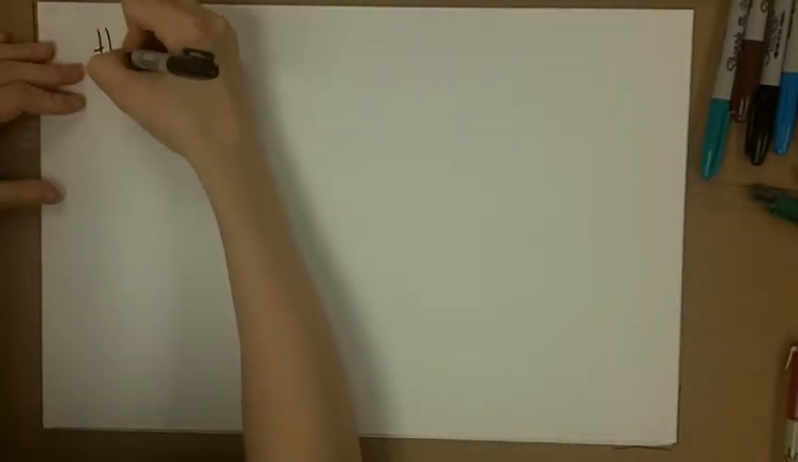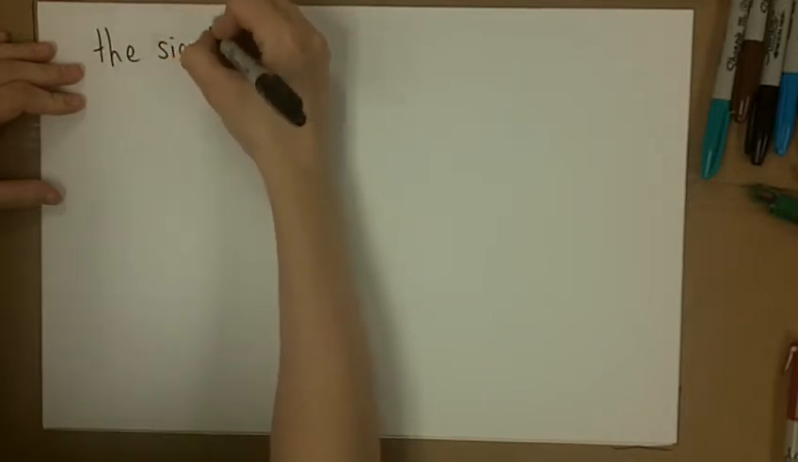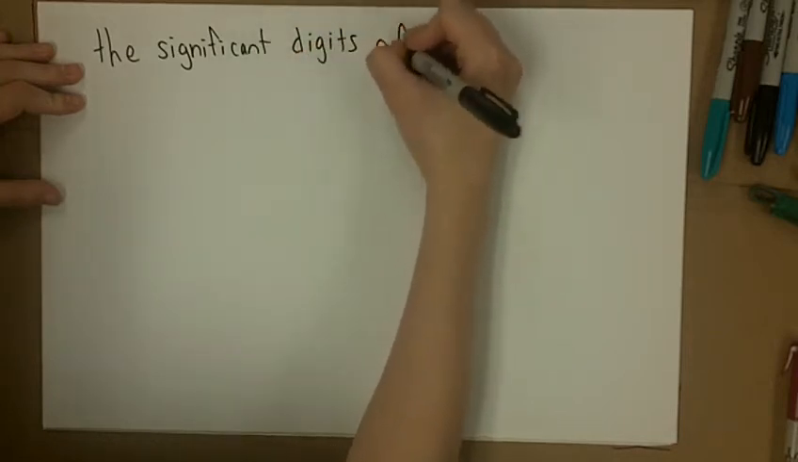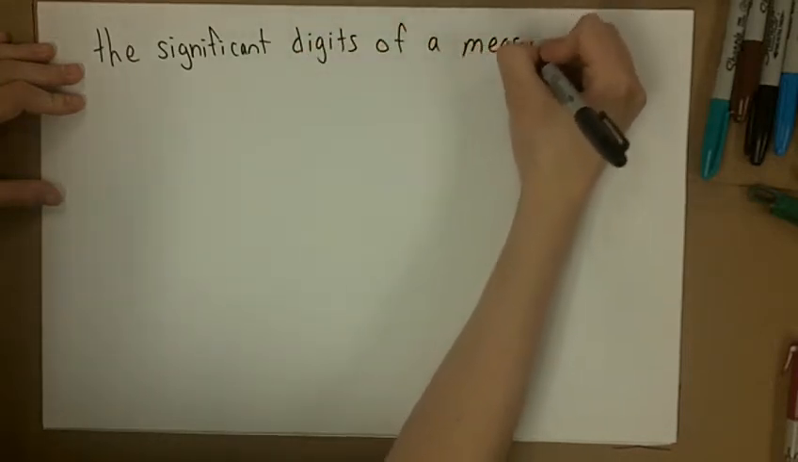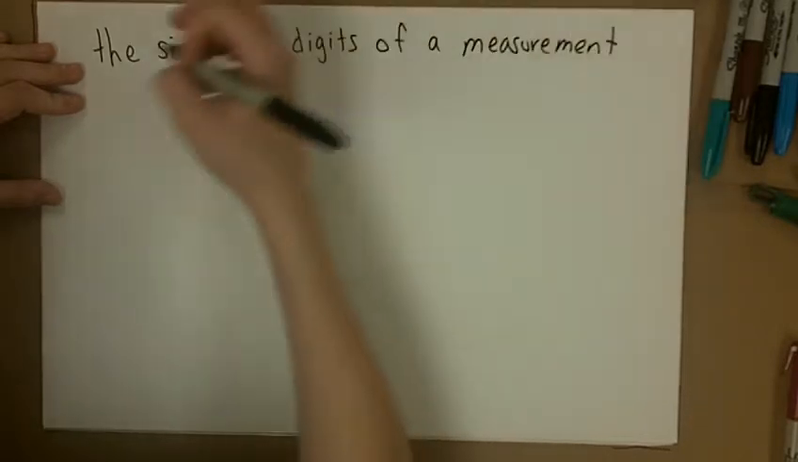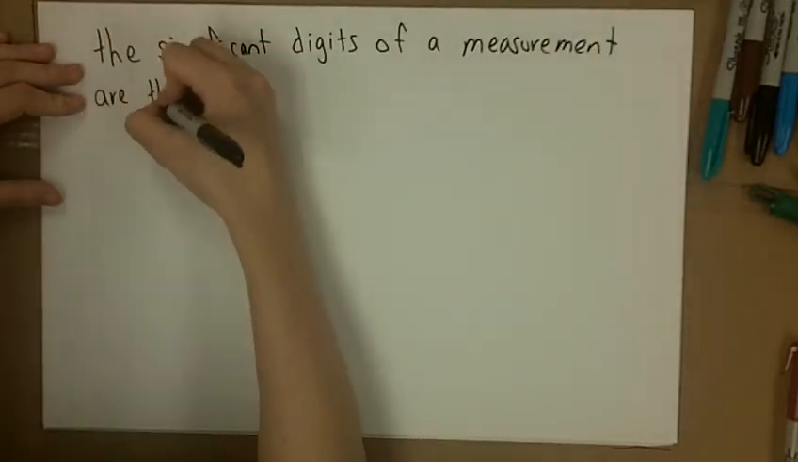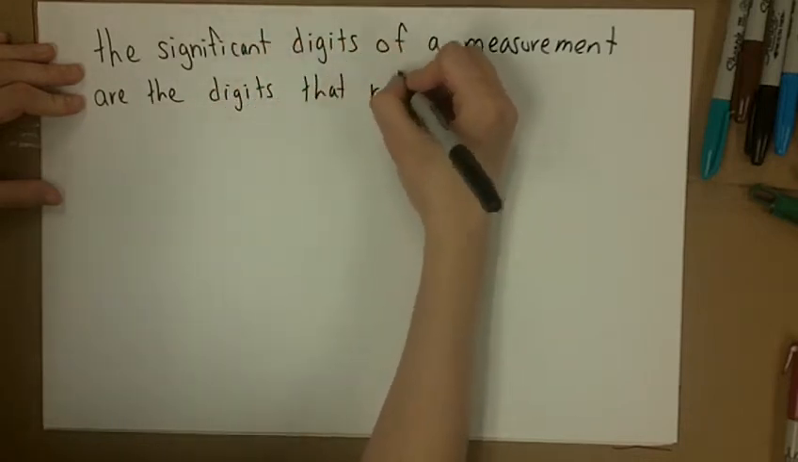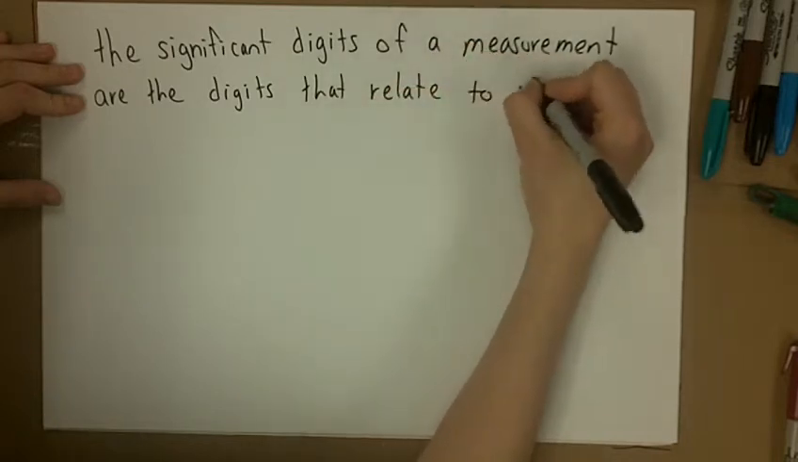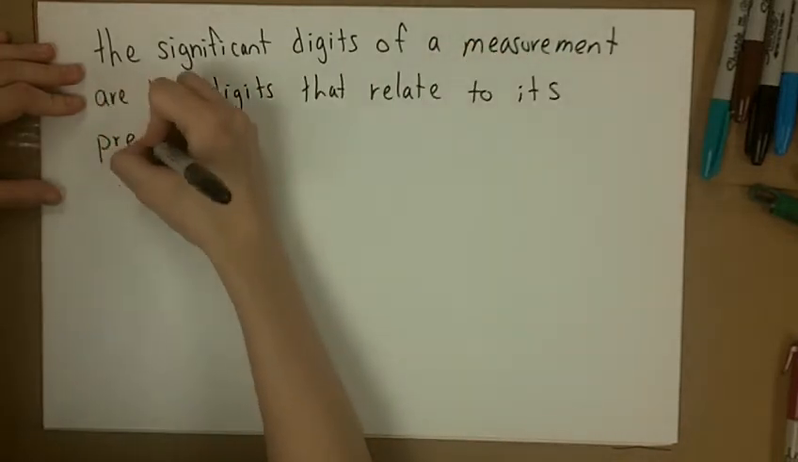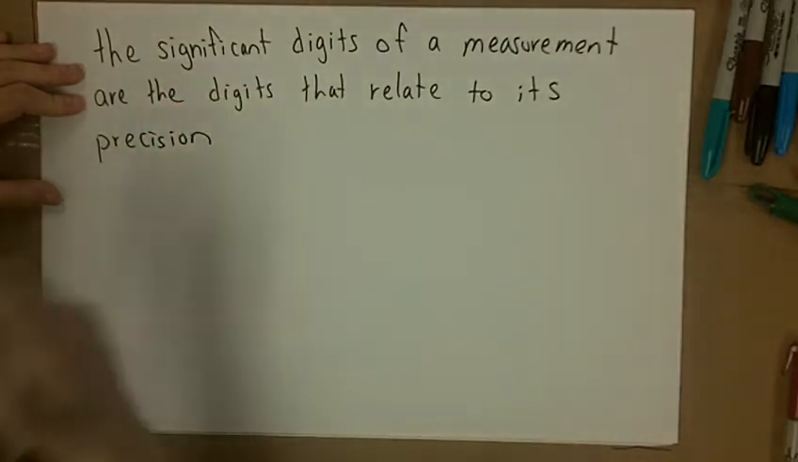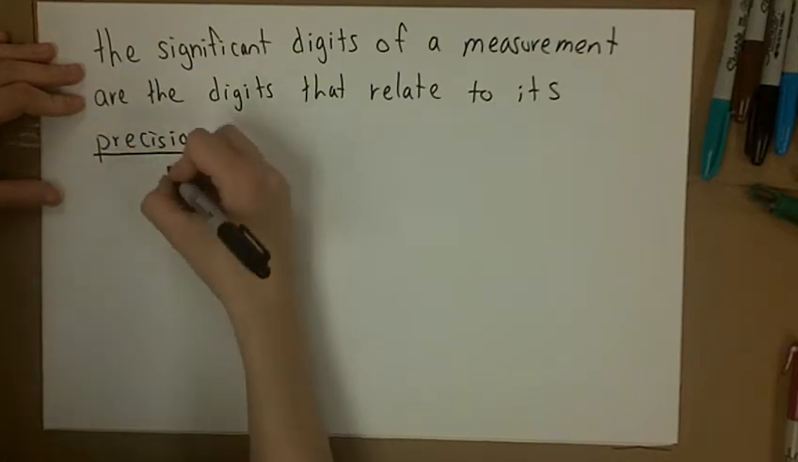The significant digits of a measurement are the digits that relate to its precision. Precision is another way of saying accuracy.